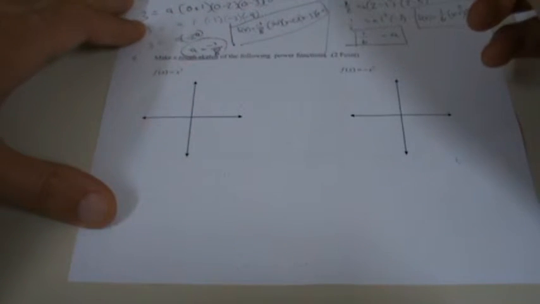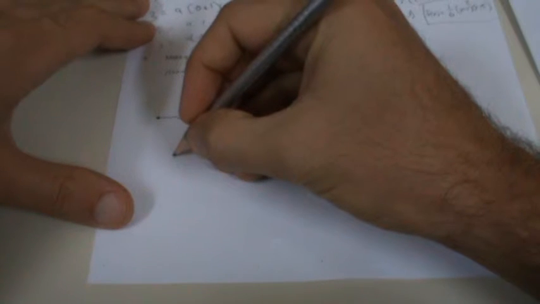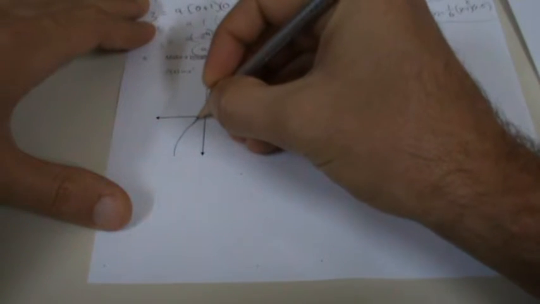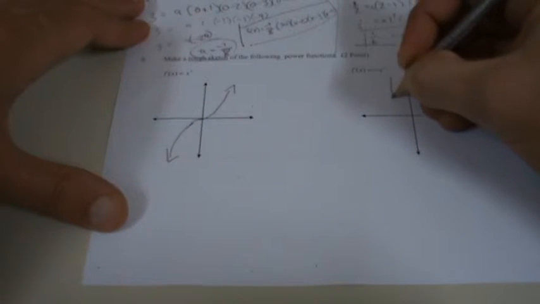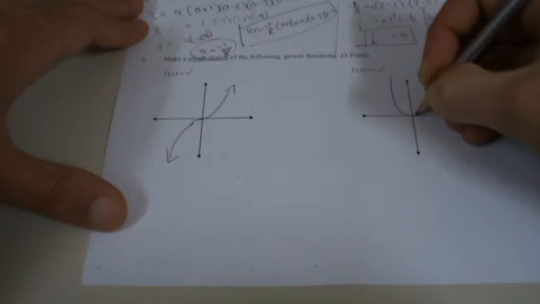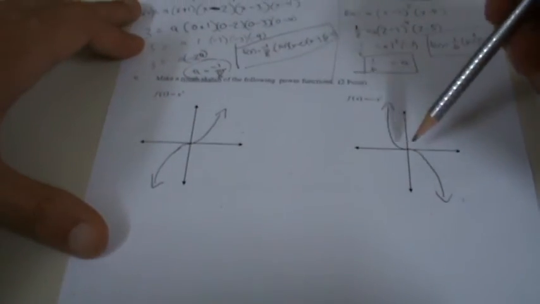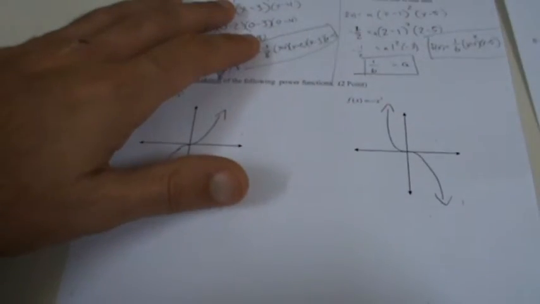Now I'm going to make a rough sketch of the following power functions. Just remember the x to the third power function just kind of goes like that. X to the negative fifth is going to be a little tighter and go like that. So the difference between the third and fifth is that the third is a little wider, whereas the fifth tends to be squished in this way a little bit. I explained that in class.